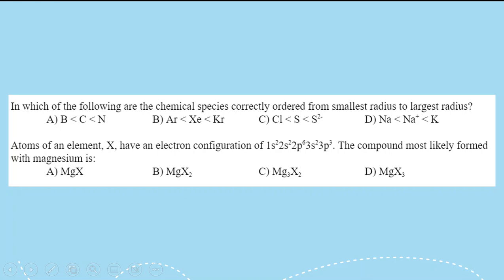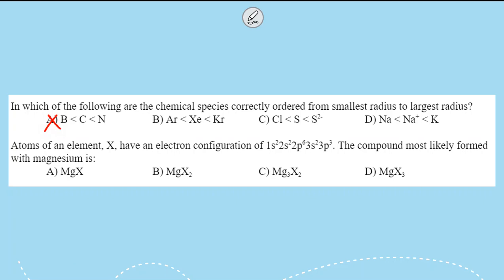Going left or right across the period, it should decrease because you're increasing the proton number, which is the higher effective nuclear charge, which is the stronger force of attraction. So boron is less than carbon, carbon is less than nitrogen, so we're saying that nitrogen's the largest there, that one's out, right? Oh, smallest to largest? Yeah, no, nitrogen should be smaller than the other one. That one's out.